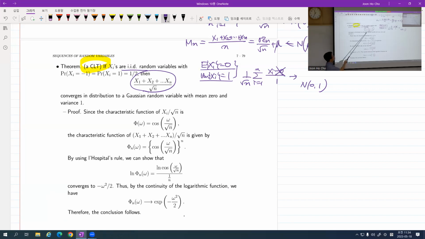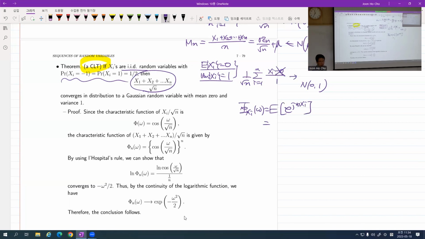Got it? And we are going to prove that. There are two ways to prove that. The first one is to find the CDF sequence, and the other is to find the characteristic function sequence. Usually, we find the characteristic function sequence. So let's compute the characteristic function of this random variable x. What is the characteristic function? That is defined by the expectation of e to the j omega x sub i.